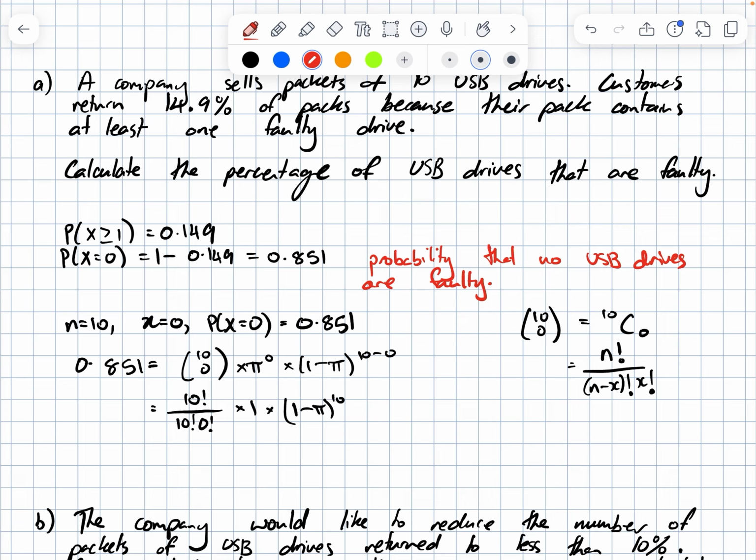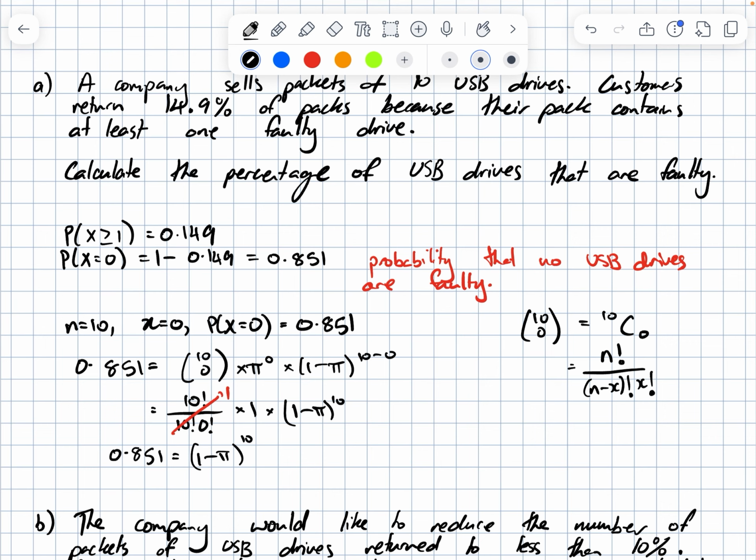Well, this whole part here is 1. And so we have 0.851 equals 1 minus pi to the power 10. Solving, we can take the 10th root of 0.851, or 0.851 to the power of 1 over 10. We get 0.984 equals 1 minus pi. Solving for pi, you get 0.016. So the question is calculate the percentage, and so the percentage is 1.6% are faulty.